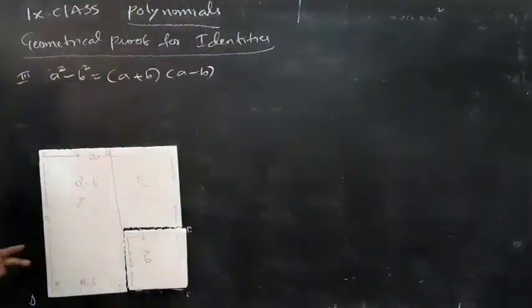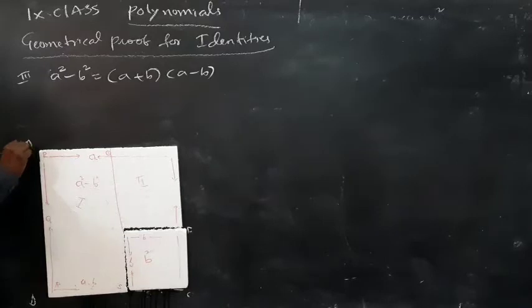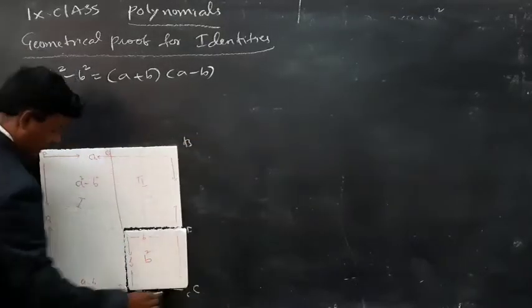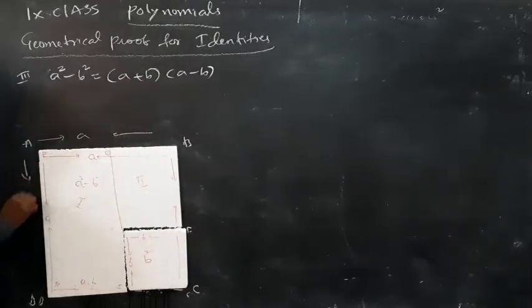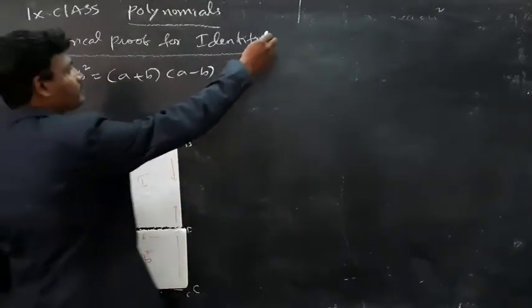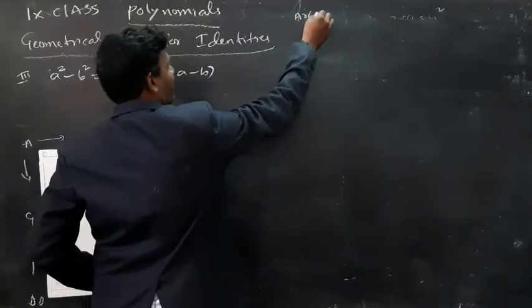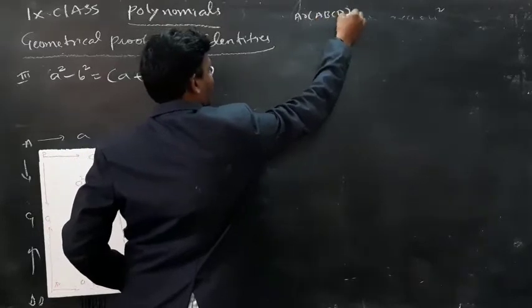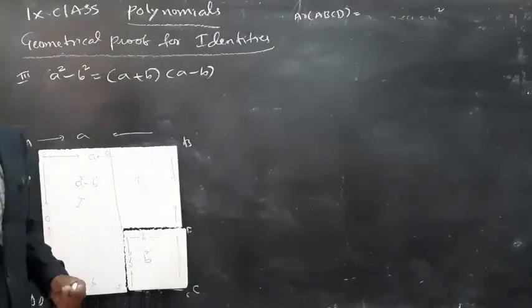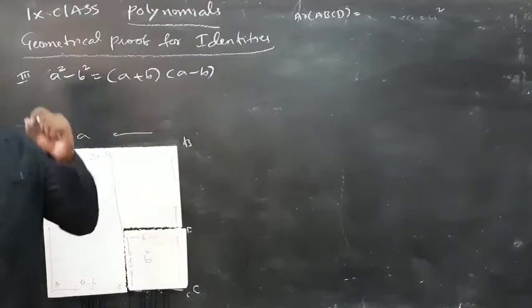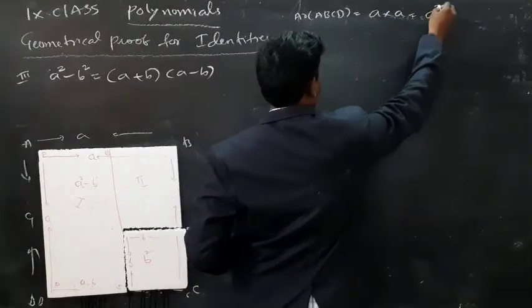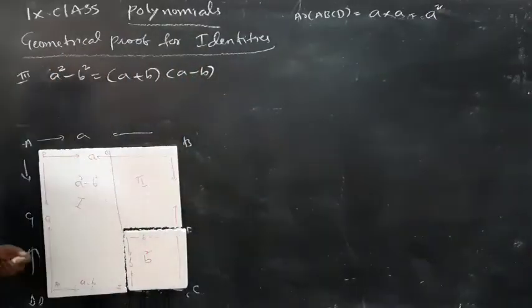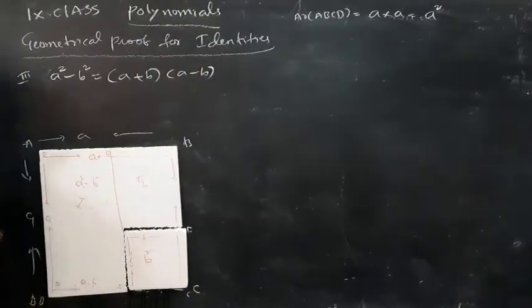To prove this formula, I am taking one square, ABCD, with side a units. Here ABCD is a square. What is the formula? Area of the square is side into side. So it is a into a, which is a square units. So the total area of this figure is a square.